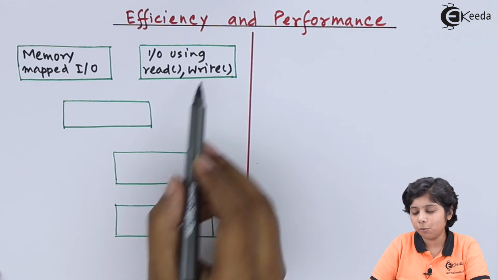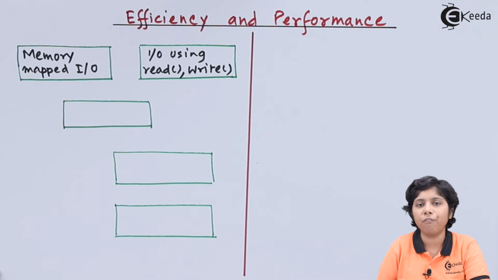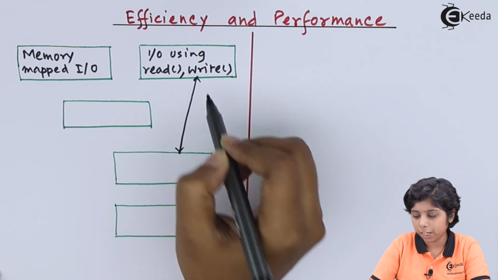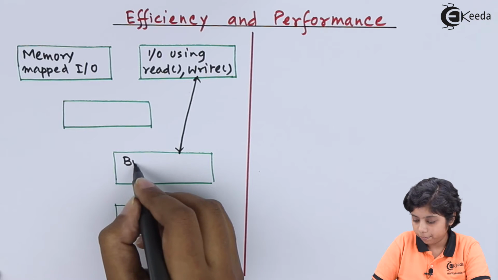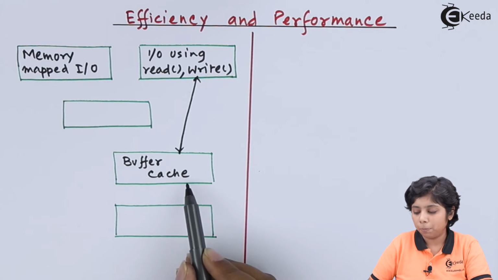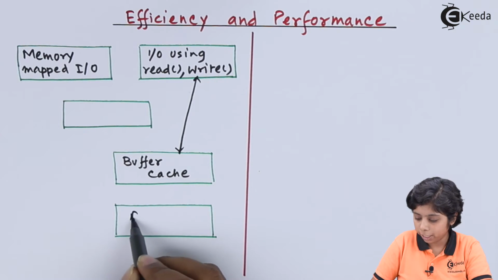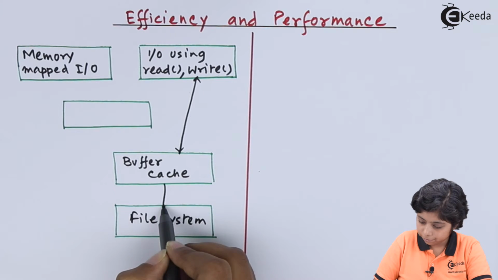So first, the read and write IO operation is directly put into the buffer cache to be used by the file system. So here it will go to the buffer cache, and the buffer cache can also access these read and write system calls. Now the buffer cache will be put into the file system to actually have this read and write implementation done on the file system. So here the buffer cache is using the file system.